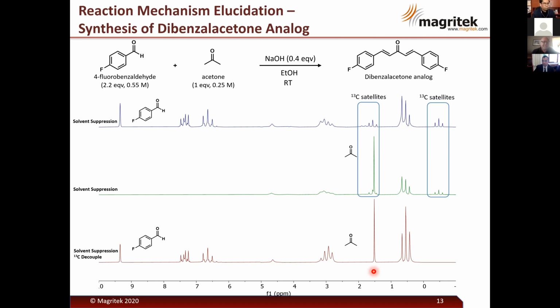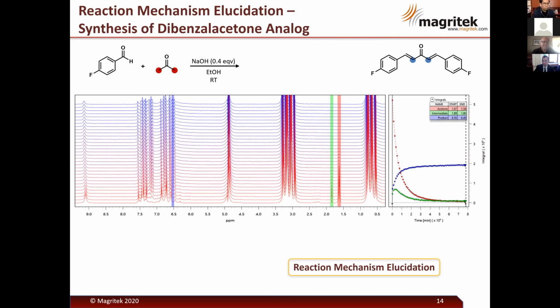So this is a stack plot of the 1D proton spectra of the reaction mixture as the reaction proceeded. The acetone singlet is highlighted in red, with the red trace over here in the integral versus time plot. So we can see that the signal decreases as time goes on during the reaction, and then toward the end it approaches zero or remains undetectable in the reaction mixture. The blue signal here corresponds to the vinyl proton in the final product, and in the plot here, we can see its concentration increases as the reaction goes on.